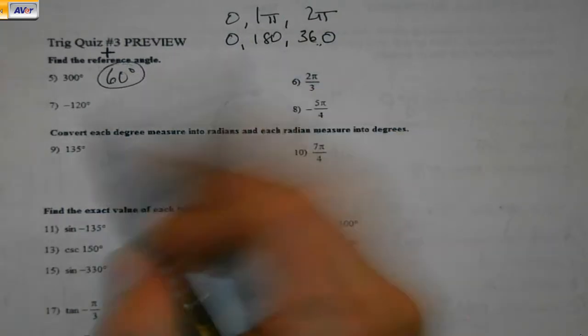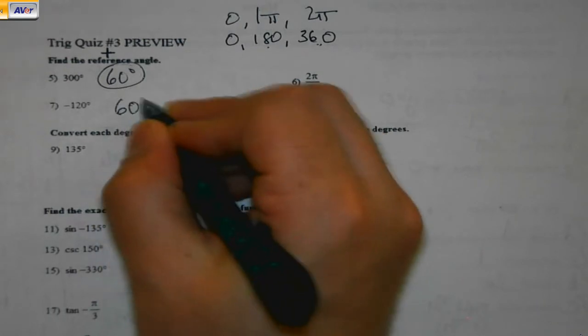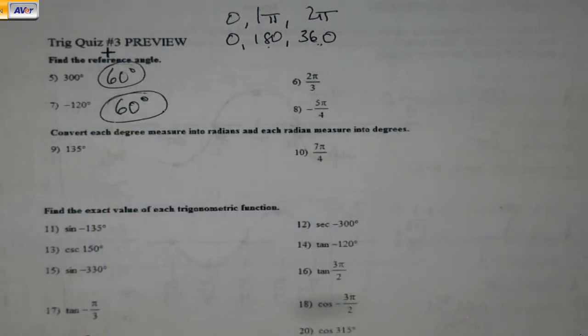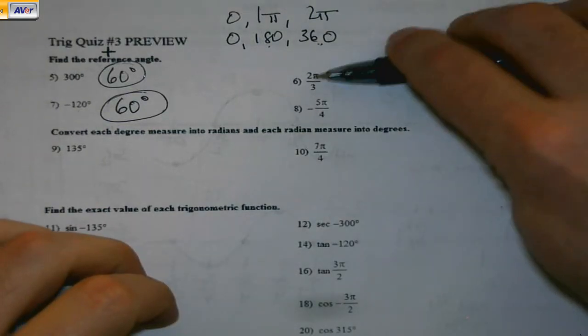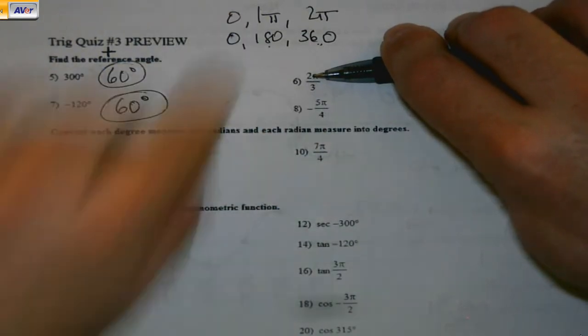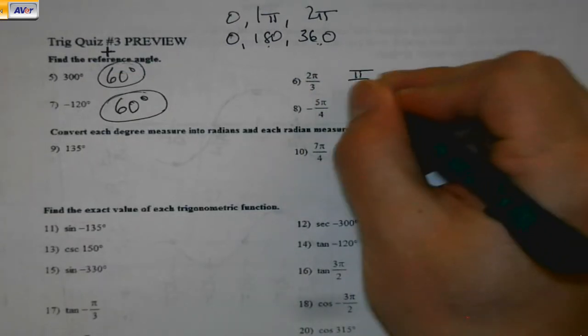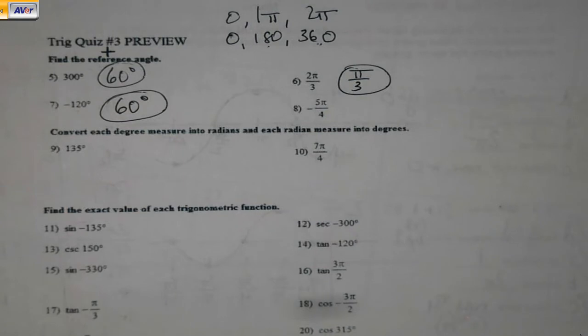Which of these values is closest to 120? 180 is. 180 minus 120 is 60. So, degree measures, not so bad. Radians, still not so bad, because let's use a little common sense here. Forget about the pi for a second. 2/3 is close to 1. What is 1 minus 2/3? 1/3. Or pi over 3.